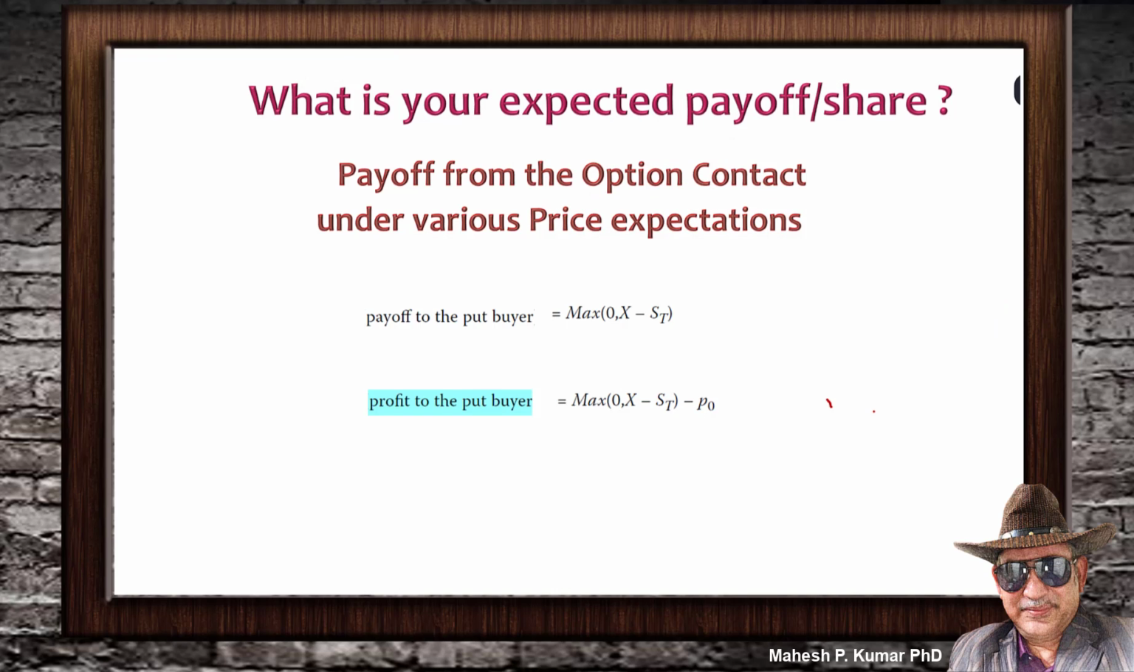Remember, when you are a put option buyer, your payoff is calculated as the maximum of two numbers: 0, and the second number is the strike price minus the market price on expiration. The higher of these two numbers would be your payoff. But remember that as a put option buyer, you have already paid an option premium. So in order to calculate the profit, you have to deduct from the payoff the option premium that you have paid to acquire this put option.